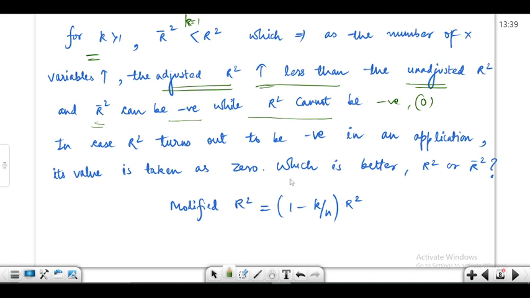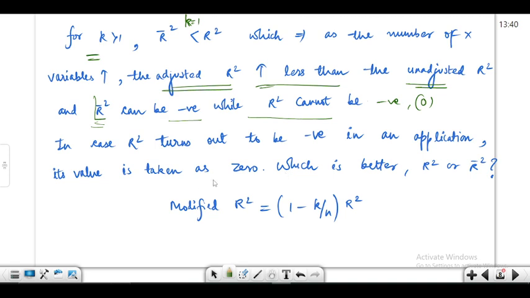So R square value might overestimate the degree of fit of the regression line, but since your R bar square, that is the adjusted R square, also takes into account the degrees of freedom, it is giving a better picture of the fit of the regression line in the model, right? So in that sense, R bar square is somewhat better compared to your R square. Your R bar square can be negative, that is also a property of R bar square, while we know that the R square cannot be negative.